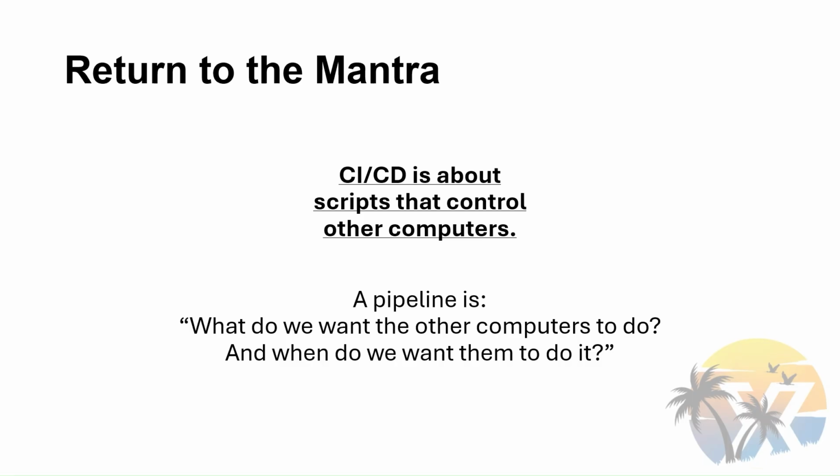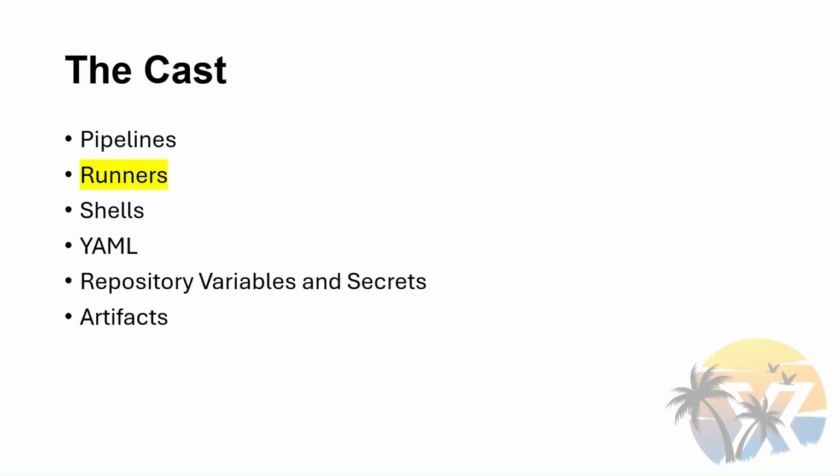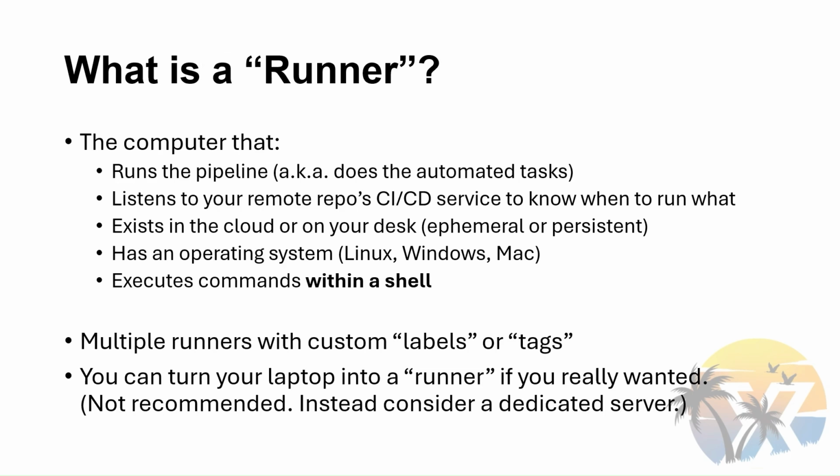So CI/CD is about scripts that control other computers. A pipeline is, what do we want the other computers to do, and when do we want them to do it? That's what a pipeline is. Moving on to our next player on our stage here, we have runners. What is a runner? A runner is a computer. It is specifically a computer that listens to the pipeline, so it is connected in some way to your remote repo, whether that's Bitbucket, Bitbucket Pipelines, or GitLab CI/CD. So it is a computer that runs the pipeline.